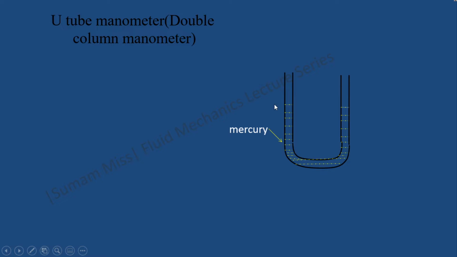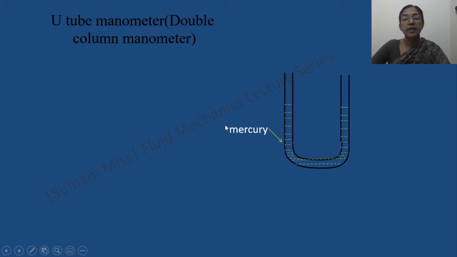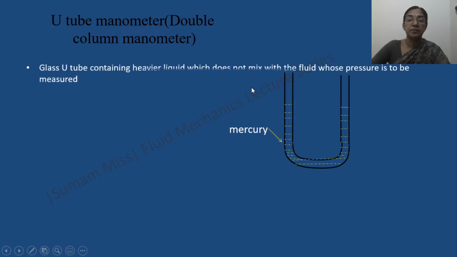So for medium and low pressure range, other liquids like carbon tetrachloride or alcohol are used. Water can also be used as a manometric liquid when the measurement is to be made for gas. Normally, mercury is used as the manometric liquid because it won't allow mixing with most of the other liquids whose pressure is to be measured.